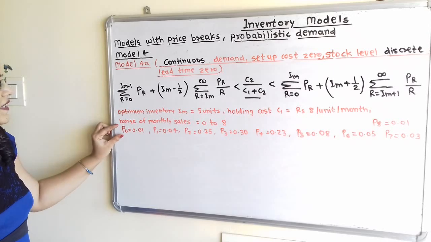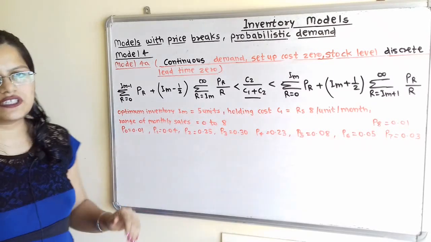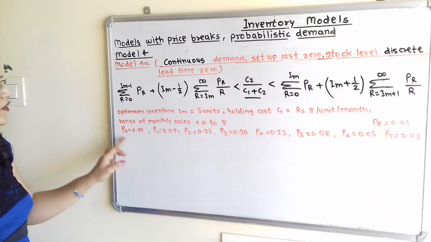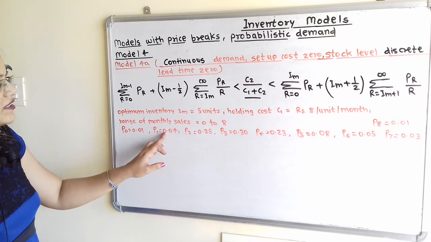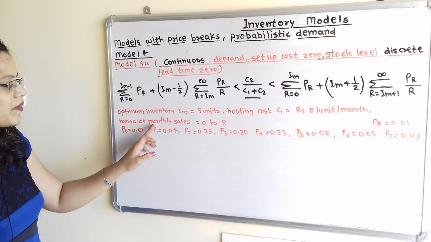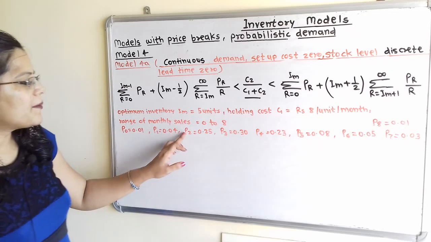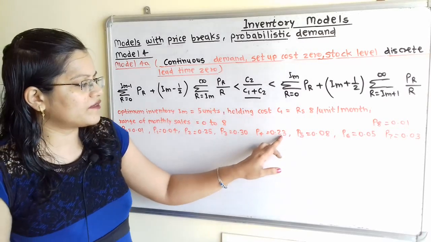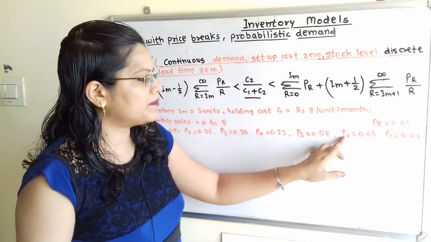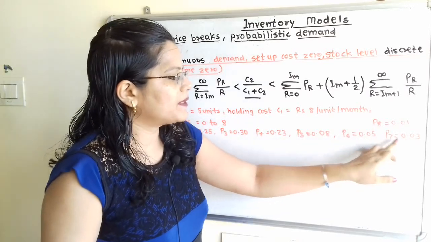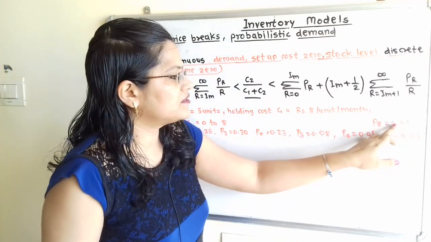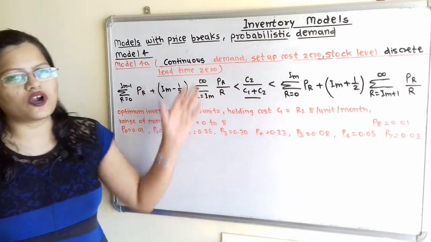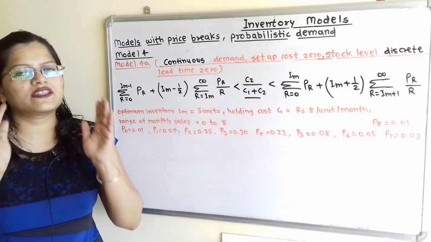Now the probability is also mentioned in the question in the form of a table: P0 is 0.01, for month 0. P1 is 0.01, P2 0.25, P3 0.30, P4 0.23, P5 0.08, P6 0.05, P7 0.03 and P8 0.01.